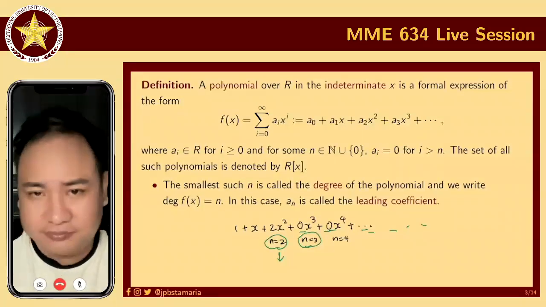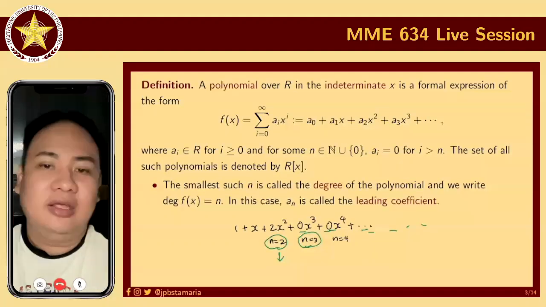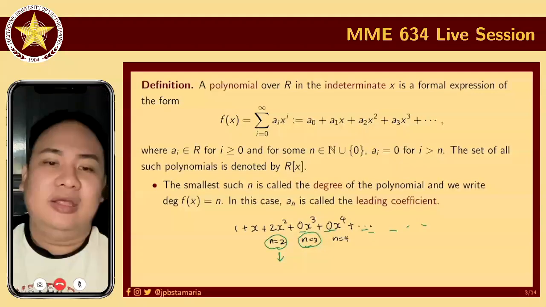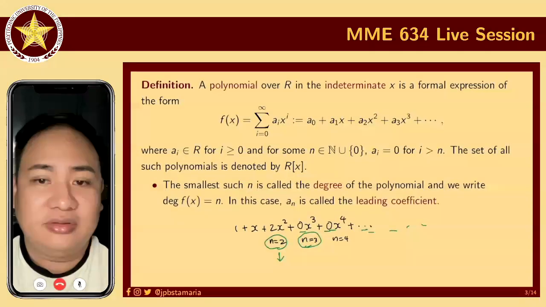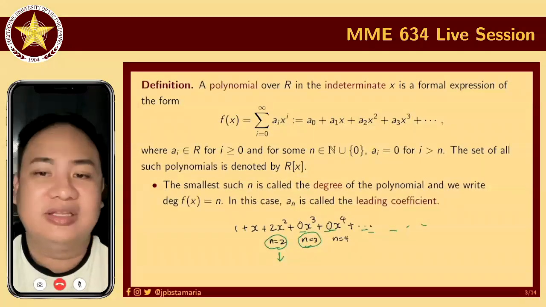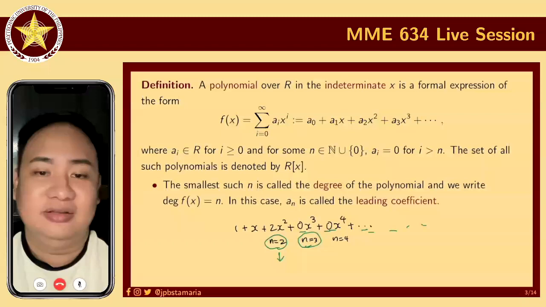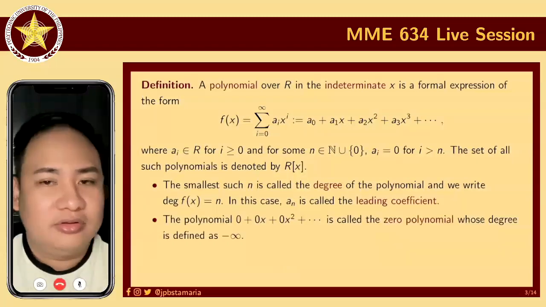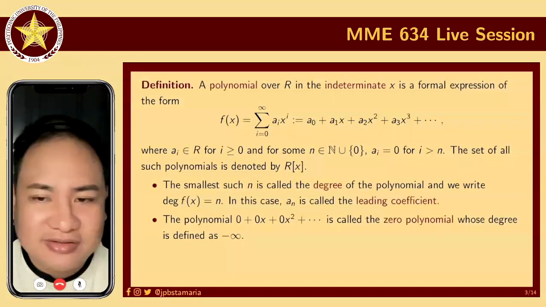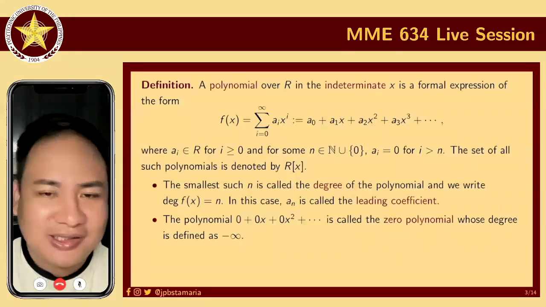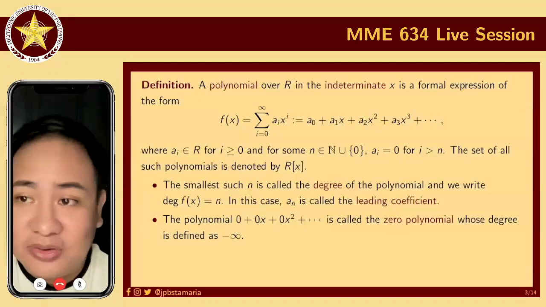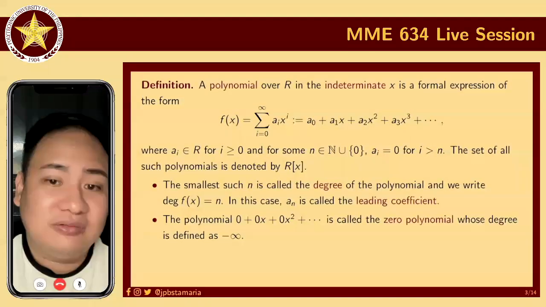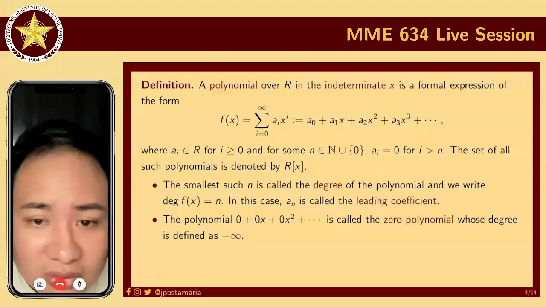Diba? Okay. Kung ang degree ay n, ang tawag nyo dun sa coefficient or dun sa an, we call that the leading coefficient. Syempre lahat ng coefficient ay may 0. Ang tawag dun, zero polynomial. The zero polynomial is defined to be the polynomial whose coefficients are all zeros.